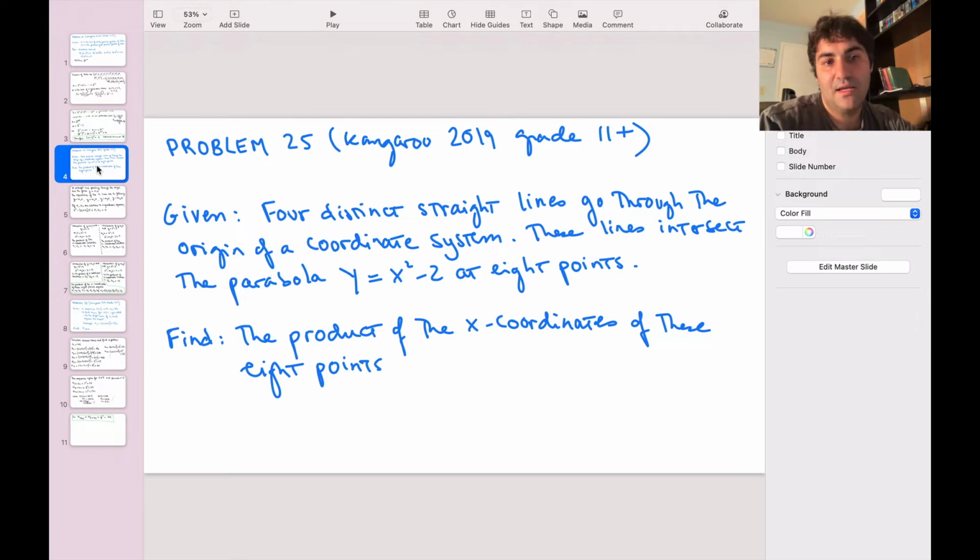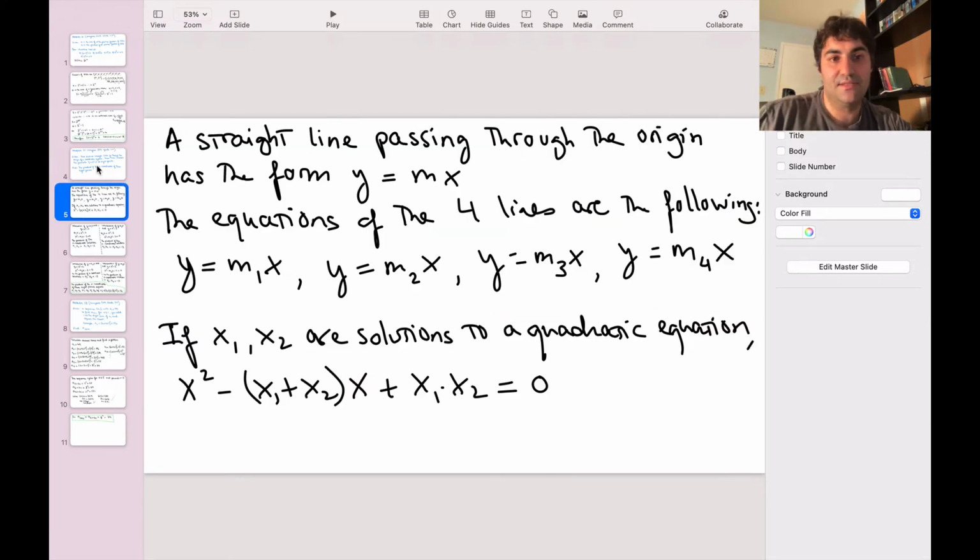Problem 25, given 4 distinct straight lines that go through the origin of a coordinate system, these lines intersect the parabola y equals x squared minus 2 at 8 points, and we want to find the product of the x coordinates of these 8 points.